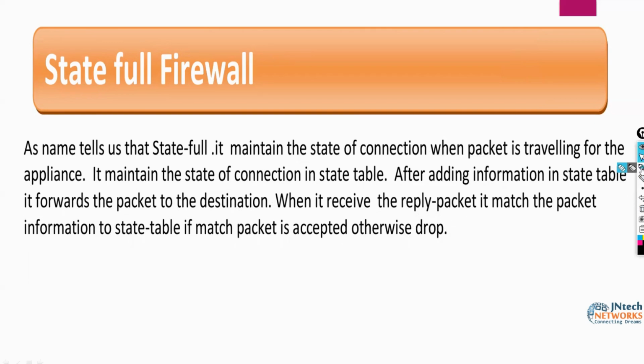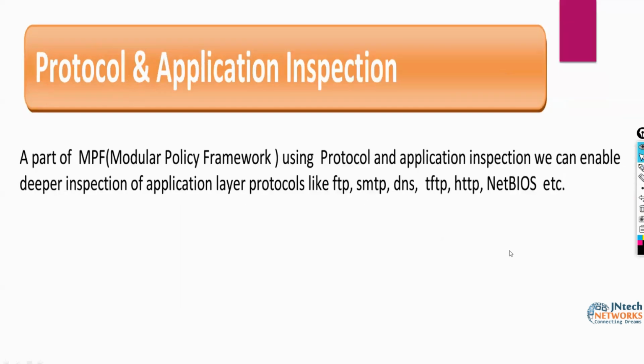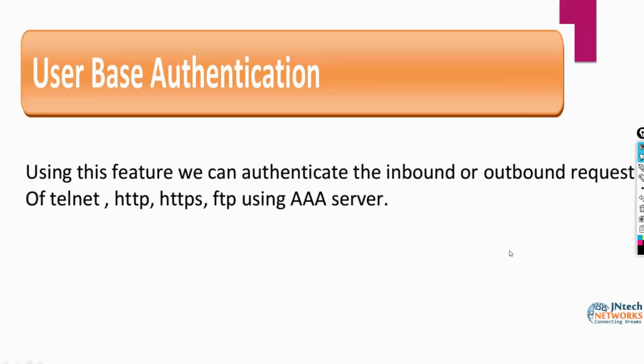Now let's talk about the next feature: user-based authentication. We can implement this on the Cisco ASA firewall. We can implement AAA. AAA is what? Authentication, authorization, and accounting. So this AAA feature we can implement on the Cisco ASA firewall.